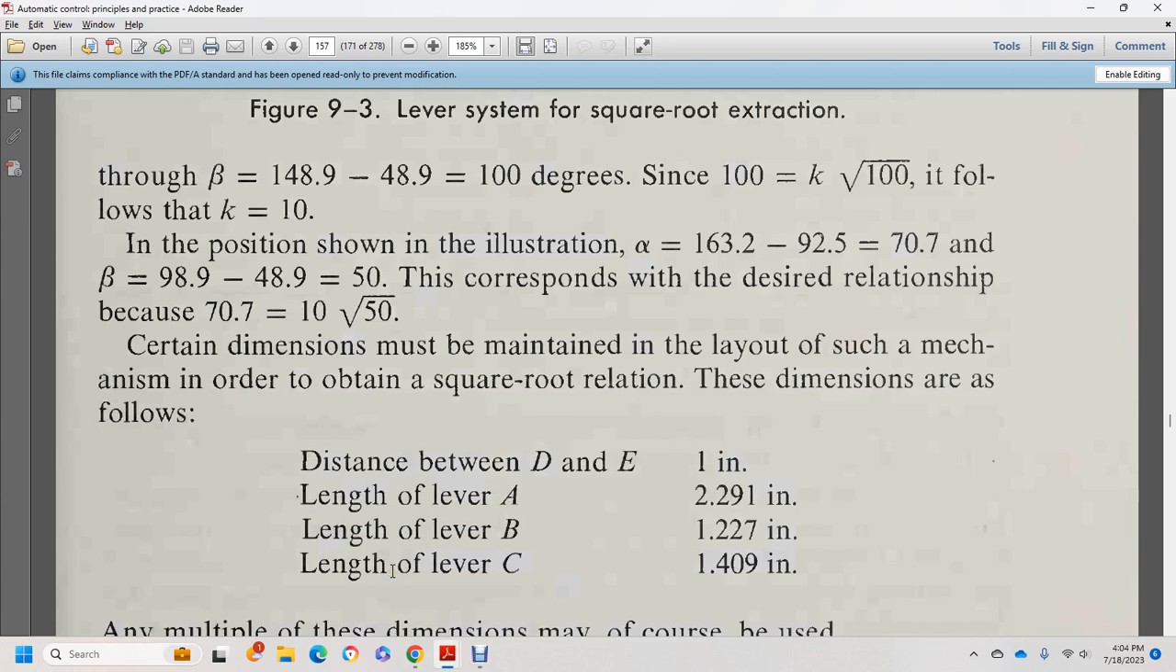Certain dimensions may be obtained with the layout of the mechanism in order to obtain the square root relation. The dimensions are shown as follows. The distance between D and E is 1 inch. The length of lever A is 2.291 inches. The length of B is 1.227 inches. Lever C is 1.409 inches.